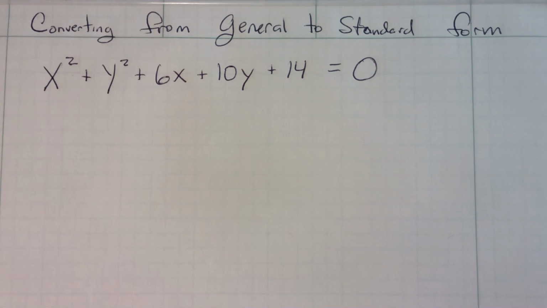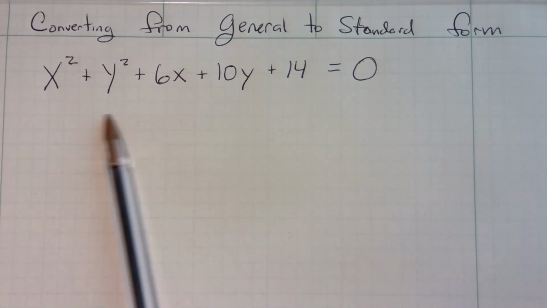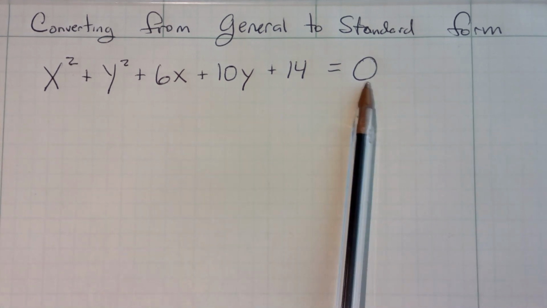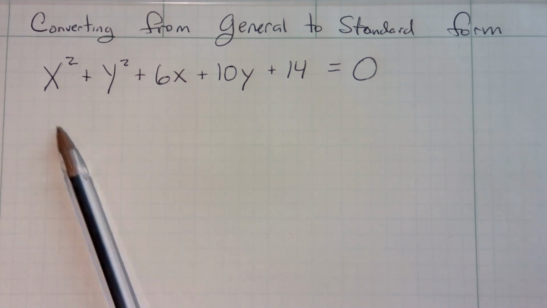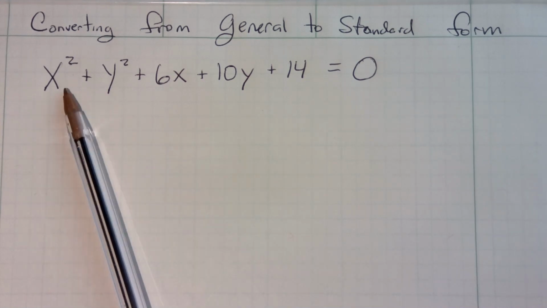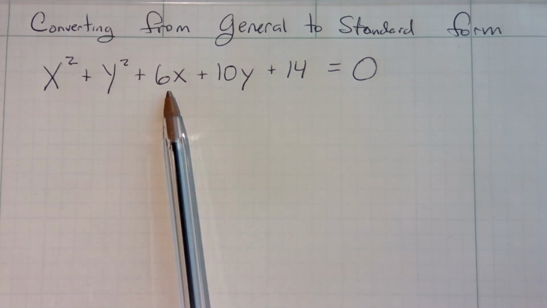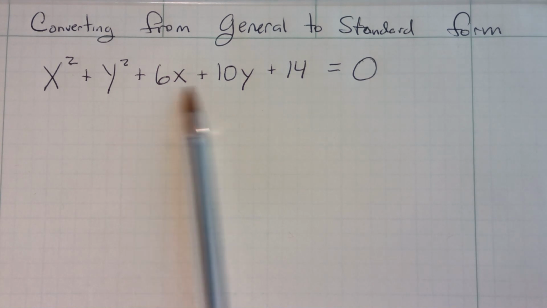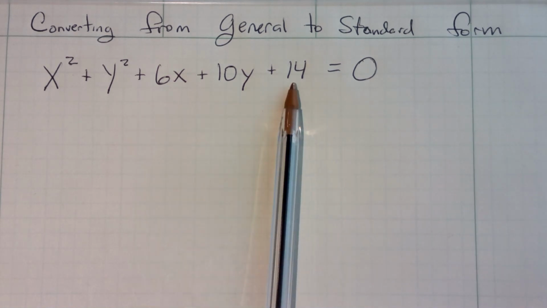Welcome. Today we're going to learn to convert an equation of a circle that's written in general form to standard form. Now, general form means we have everything on one side of the equation equal to 0, and each term is individual. Like you have an x squared term, you have a y squared term, you might have an x term, you might have a y term, and then you might have a constant.